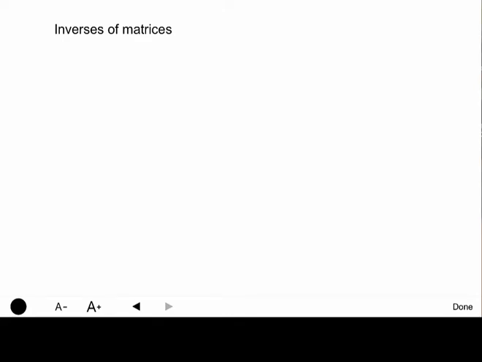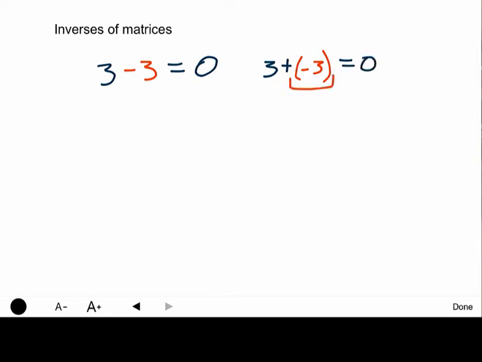In this session, we're going to see how to find inverses of matrices, but first, some background. If we consider the number 3 and subtract the number 3 from 3, then of course we get a result of 0. Another way of looking at what just happened is we took 3 and we added to it its opposite, and that gave us that result of 0.